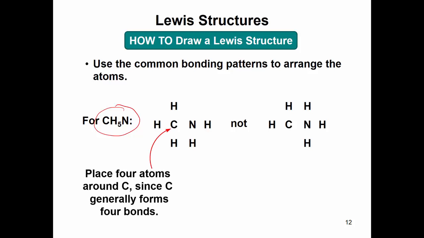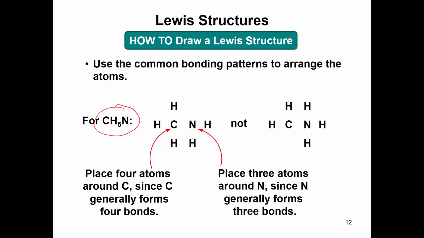So I would place carbon here in the center, and I would put 3 of my hydrogens around it, because it generally forms 4 bonds. Then I have 5 hydrogens, so I can only put 3 there, because nitrogen is not going to be on the periphery since it likes to form 3 bonds. Therefore, it's going to be bonded to carbon and then the 2 other hydrogens. So this here always has to match what you're given there. This would not work.